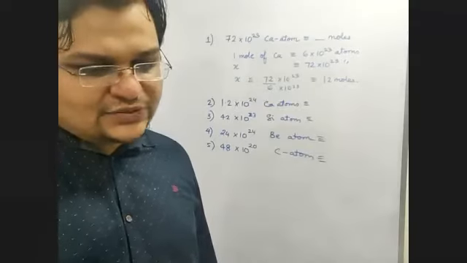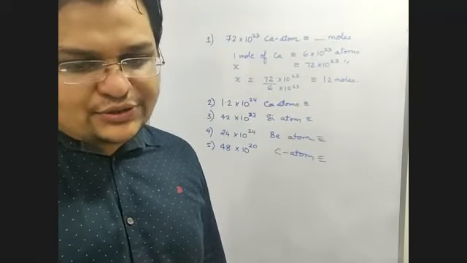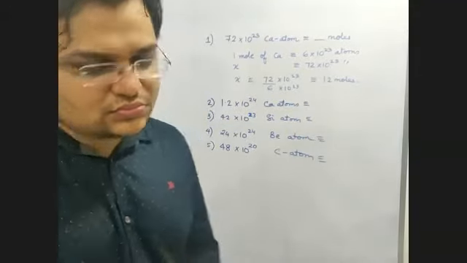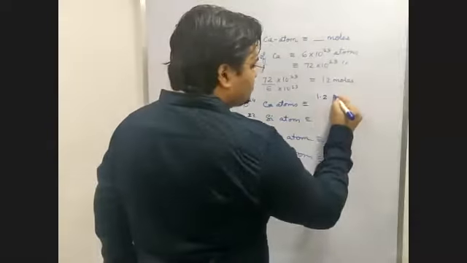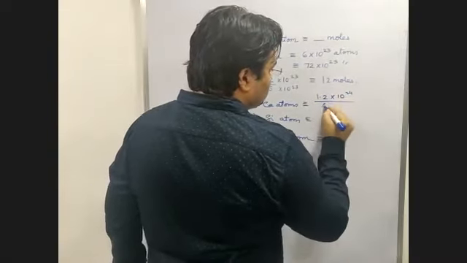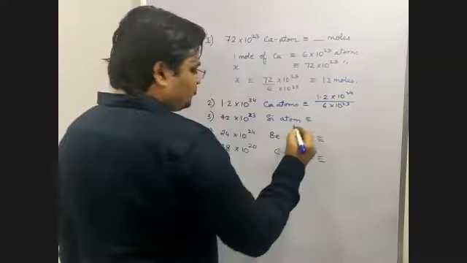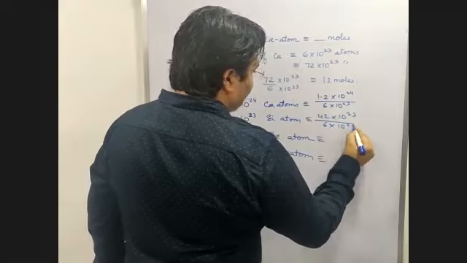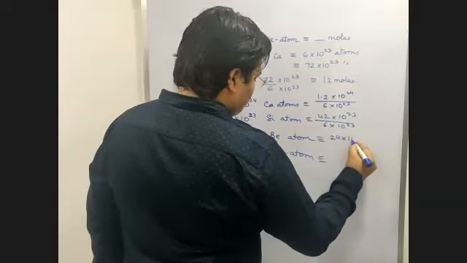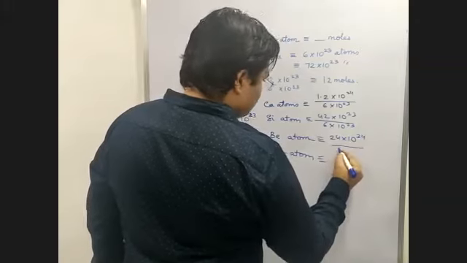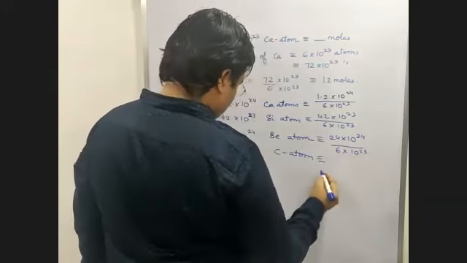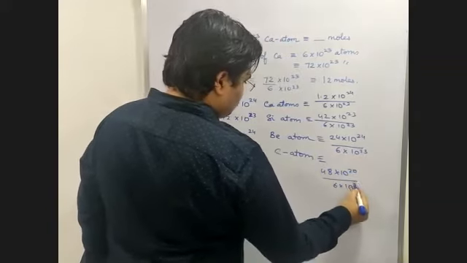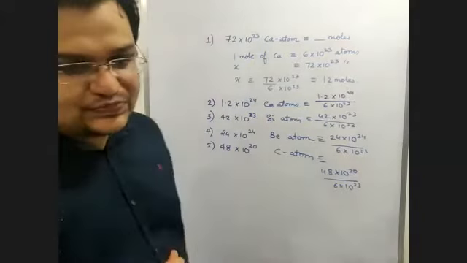Do you get the second one as 1.2 into 10 raised to 24 upon 6 into 10 raised to 23, which comes out to be 2 moles. Is this clear?